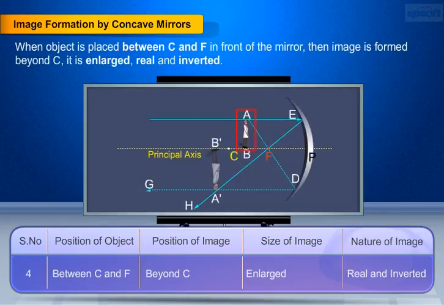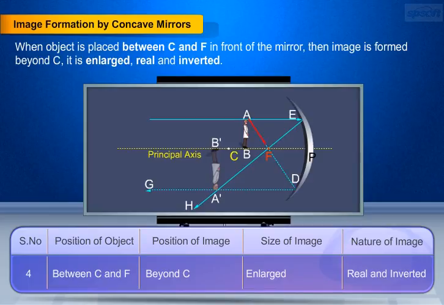When the object is placed between the center of curvature C and focus F. In the figure on your screen, the object AB is placed between the focus F and center of curvature C of the concave mirror. Now a ray parallel to the principal axis gets reflected at point E, and then passes through the focus F. A second ray of light AD passing through the focus F falls on the mirror surface at point D. The reflected ray becomes parallel to the principal axis of the mirror.